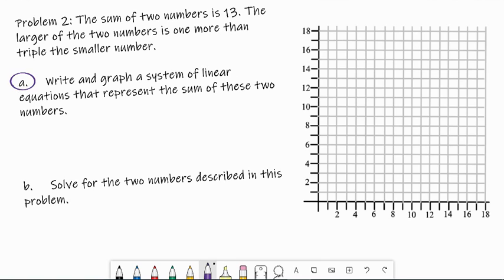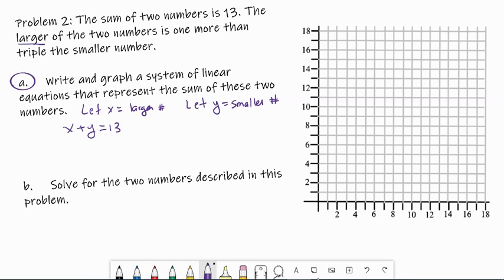So we can begin by saying let x and y be the two numbers. And we should designate one as the larger and one as the smaller. So we'll say let x equal the larger number, let y equal the smaller number. Then we can say x plus y equals 13.